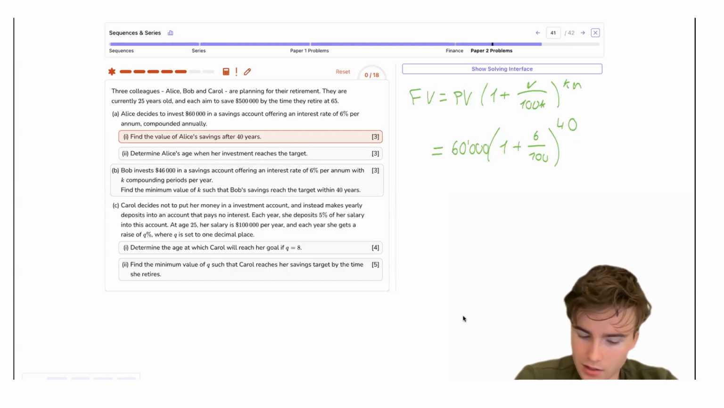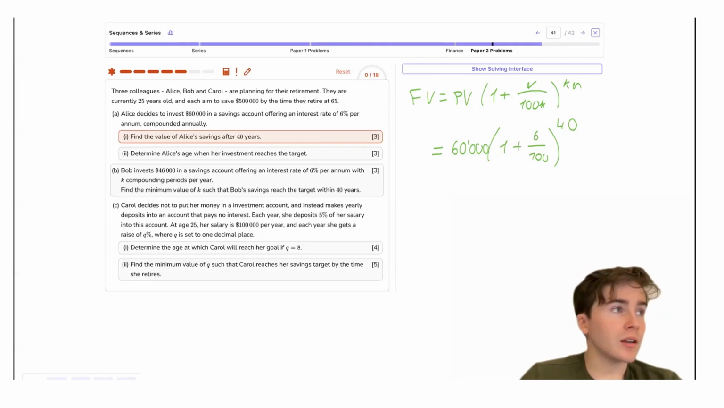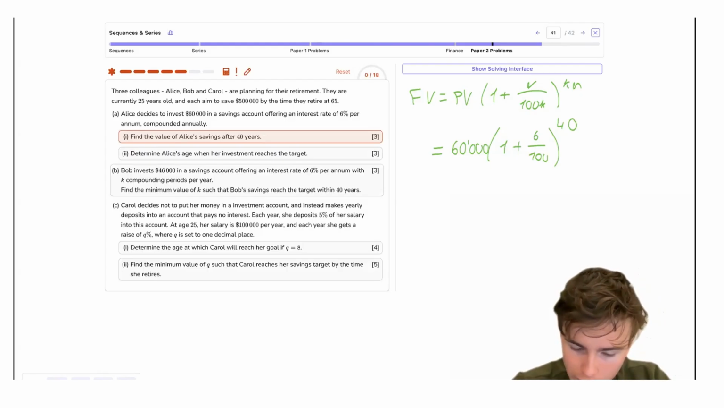60,000 times 6 over 100 is 6%, plus 1 is 1.06 to the power of 40 gives me 10.28. And then I'm going to multiply that by 60,000. And she's going to have $617,143.